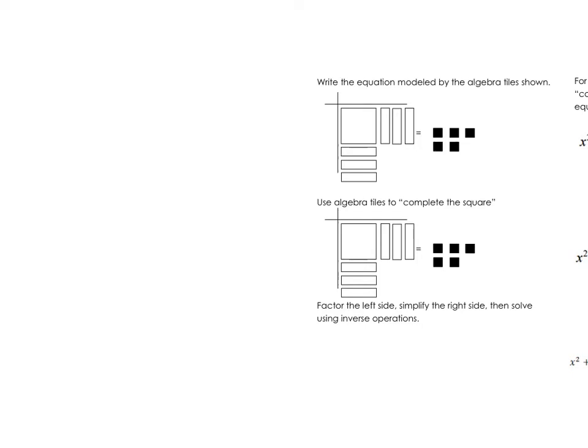So we need to do another set of questions here, and this one is the same question. What they're asking us to do is write the equation modeled by what we see in here. So I'm seeing an x squared plus a 6x equals -5.